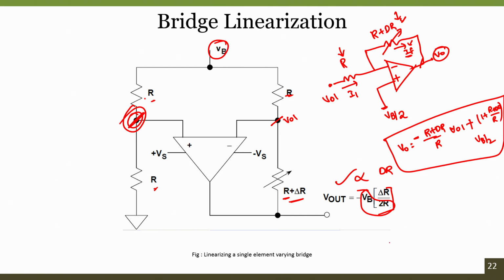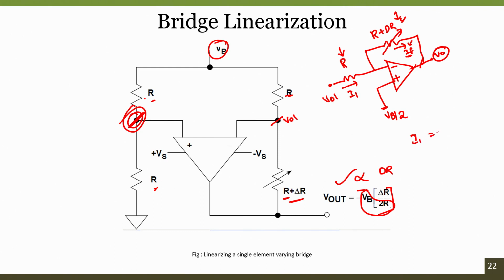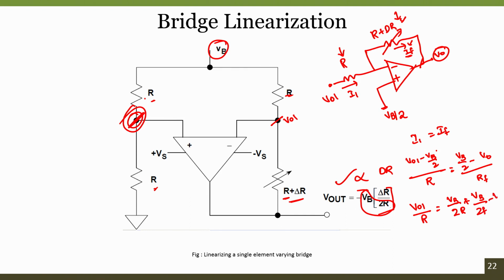You can further solve about this. So, I1 is equal to IF, this is the basic rule which we already know. (VO1 minus Vb by 2) divided by R is equal to (Vb by 2 minus V naught) divided by (R plus delta R). Just for easy understanding, I am writing R plus delta R as Rf. So, now we can see VO1 by R is equal to Vb by 2R plus Vb by 2Rf minus V naught by Rf, taking V naught in this direction and VO1 by R in this direction.